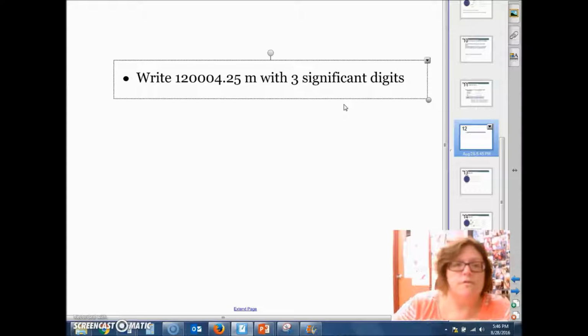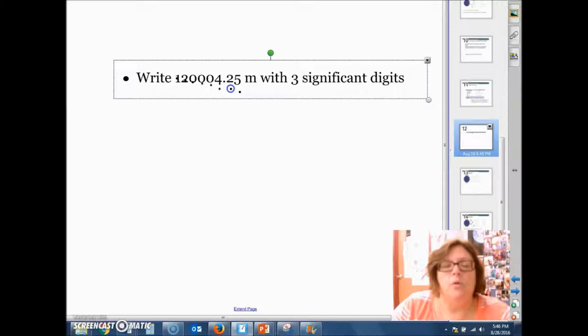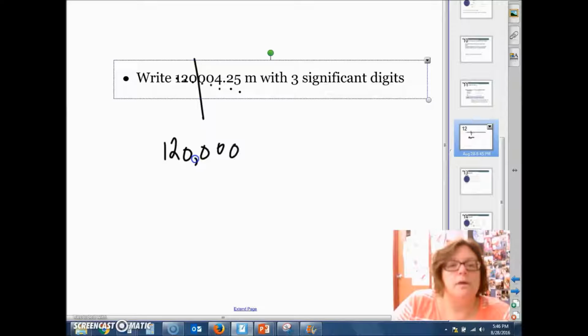let's first figure out how many digits we have here. 1, 2, 3, 4, 5, 6, 7. There's a total of 8. We want 3, so we're going to count 1, 2, 3. So that would be 1, 2, 3, and then it's 120,000. So we've got to have those placeholder zeros. But wait a minute. We just talked about if the decimal is absent and we count from the Atlantic side, that's only 2 significant digits.